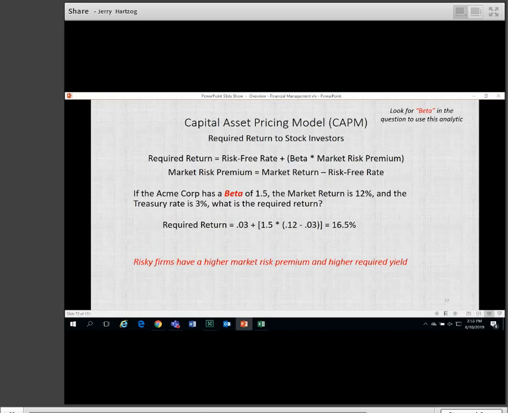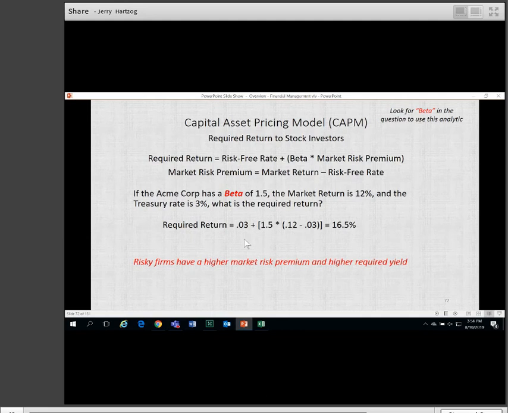Let's look at an example. And here we want to look for beta in the question. We see that word beta, we know it's the capital asset pricing model. So if the Apney Corporation has a beta of 1.5, the market return is 12%, the treasury rate is 3%, what is the required return? We just fill in the formula: 3% risk-free rate plus beta multiplied by the market return minus the risk-free rate.